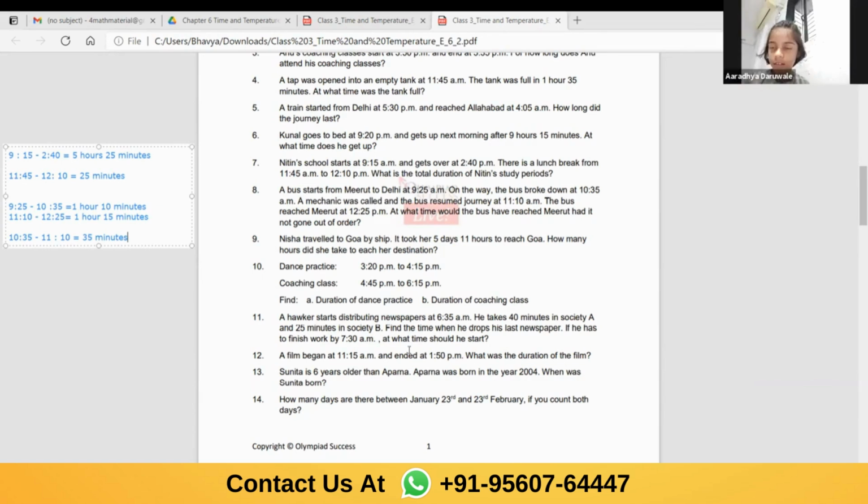A hawker starts distributing newspapers at 6:35 a.m. He takes 40 minutes in society A and 25 minutes in society B. Find the time when he drops his last newspaper.